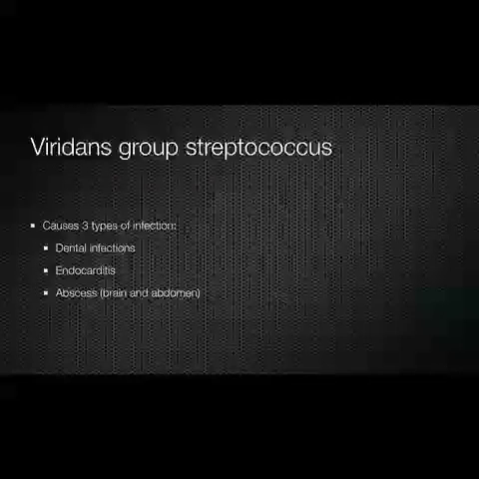Okay, finally, we have Viridans group Streptococcus, and that causes three types of infection. Dental infections, although I think these are getting far less common now due to better dental practices. It also causes abscesses, particularly sites include the brain and the abdomen.